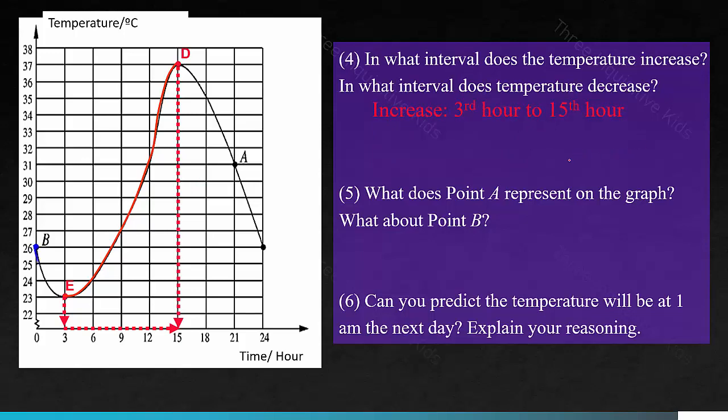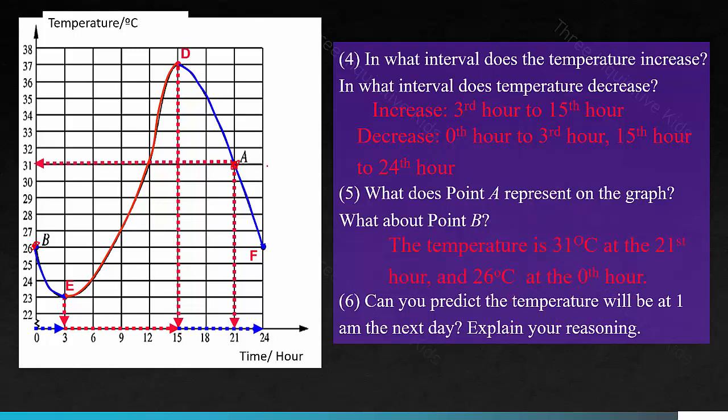And the temperature decreases from B to E and from D to F. There are 2 intervals where the temperature decreases. So our answer would be from the 0th hour to the 3rd hour and from the 15th hour to the 24th hour. Number 5. What does point A represent on the graph? What about point B? Here, as you can see, we have point A, and this is point B. Well, point A is referring to the temperature at the 21st hour. Point B is referring to the temperature at the 0th hour.